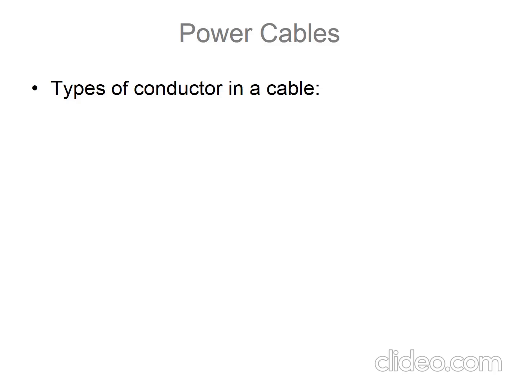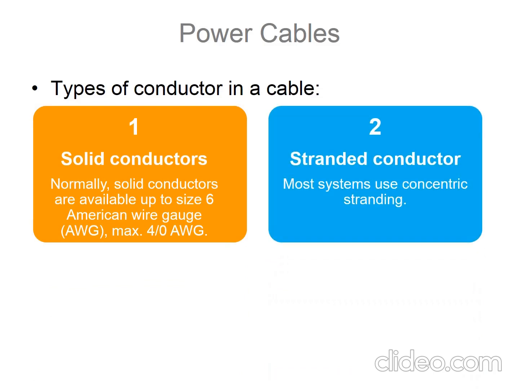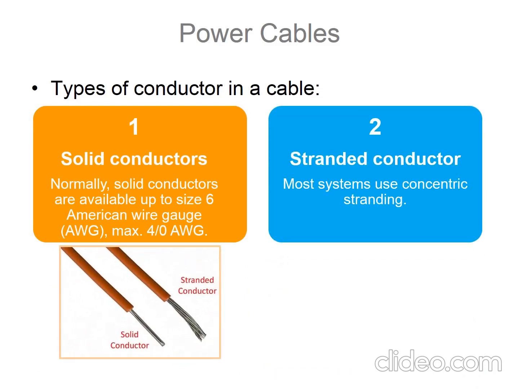Next, the types of conductor in a cable. There are two types. The first one is solid conductor and the second one is stranded conductor. This is the structure. This one is for solid conductor, you can see only one solid piece. And the second one is stranded conductor, there are multiple conductors here.